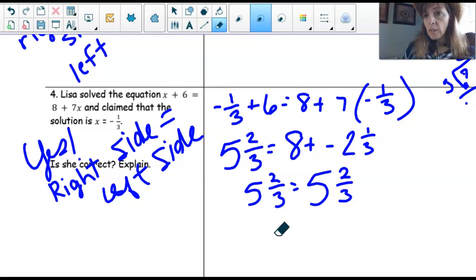Okay, so the name of the game today is all about substitution. So we're going to go ahead and substitute the value that they give us to see if it satisfies or makes the equation true. Okay, that's it. So go ahead and make sure all your questions are answered.